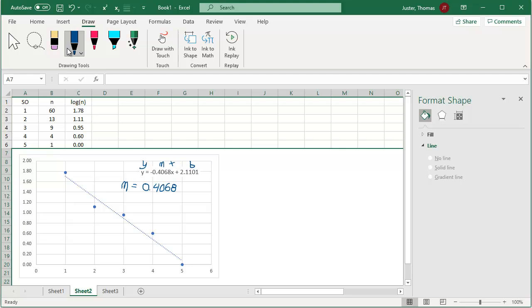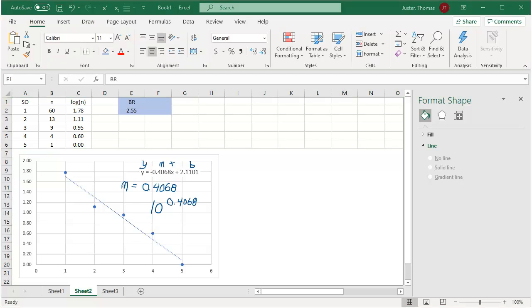This is even more accurate. So now I can take 10 to that 0.4068 power, and that will be my bifurcation ratio, and I'll put that right up here. So there it is up here. So there's my equation, 10 to the 0.4068.